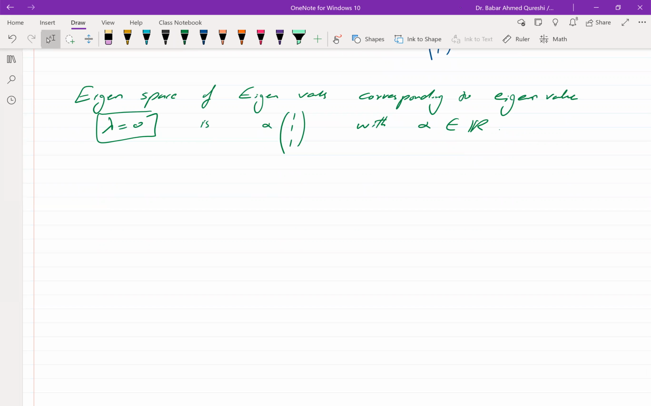Now, what about the other eigenvalue? Now we have this one. This eigenvalue was repeated, but it's only one. So we can start with it, construct this matrix and find its null space.